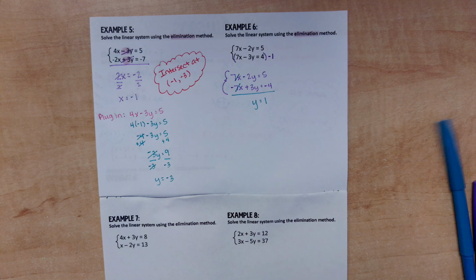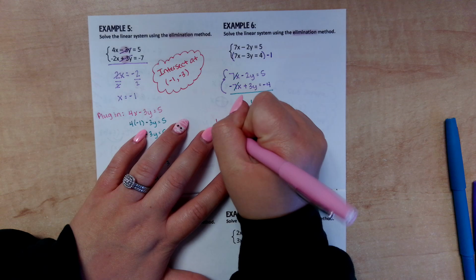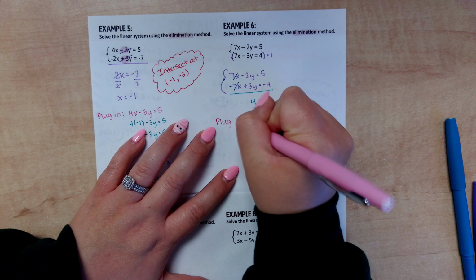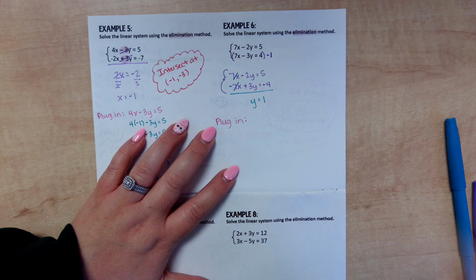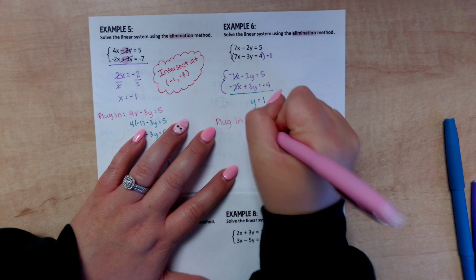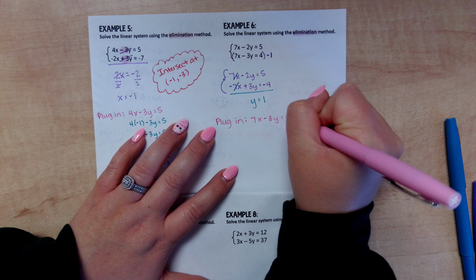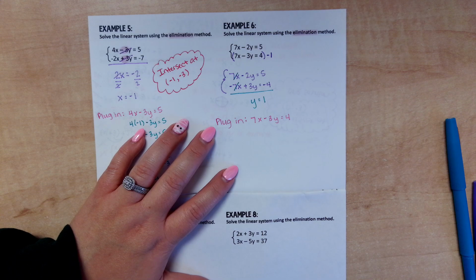Okay, now your handy dandy plug in to solve for the other one, because I ain't gonna let you get off easy. I want you to solve for the other one. Pick the one you think is easier. I'm picking the bottom one. I'm gonna stick with the bottom one. 7x minus 3y equals 4. We got y equals 1.